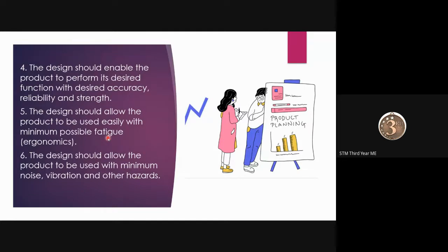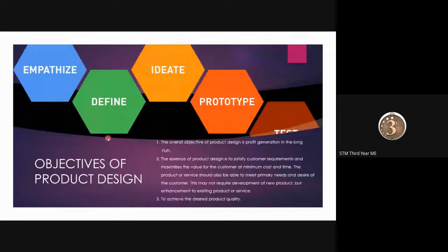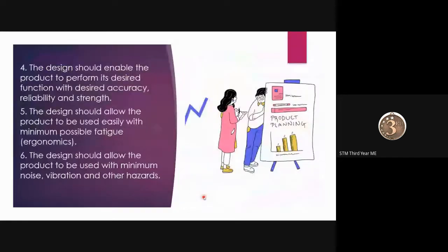So we have discussed the 5 objectives now. First one was profit generation. Second was satisfy customer requirements. Third was to achieve desired product quality. Fourth was to perform its desired function with the desired accuracy, reliability, and strength. And fifth was that the design must have minimum possible fatigue, which is known as ergonomics. These are the 5 points. The rest we will discuss in the next class.